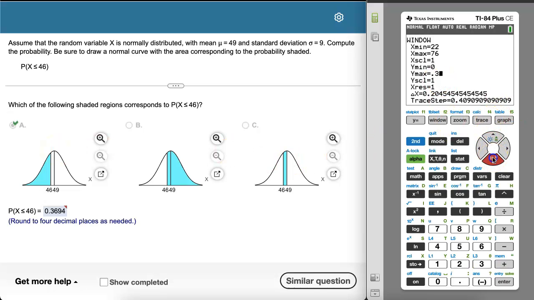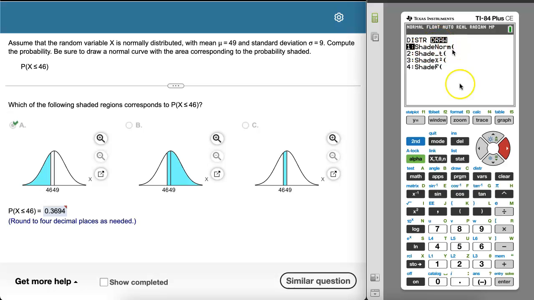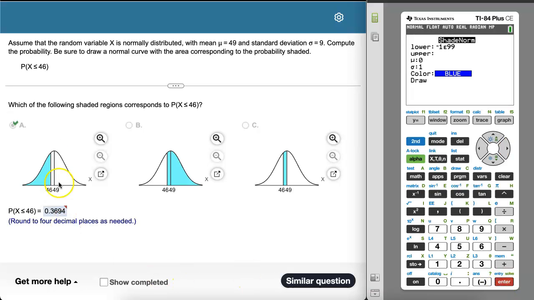Now I have to do that first, and then I will go to second VARS. Scroll to the right to highlight the draw menu, and then select shade norm. So this is going to shade the normal curve, and just like we see it here in part A, and tell us the probability. Again, if you're more of the visual type. So again, the lower bound's already set for this particular problem. That's right. We want the upper of that region to be 46. The mean was given to be 49, and the standard deviation is 9.